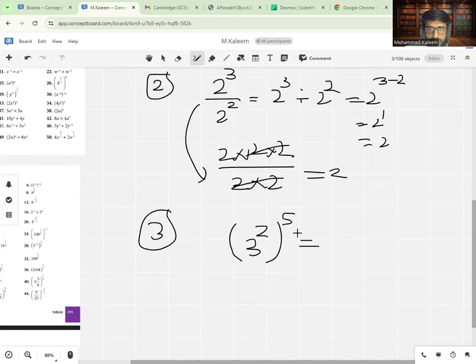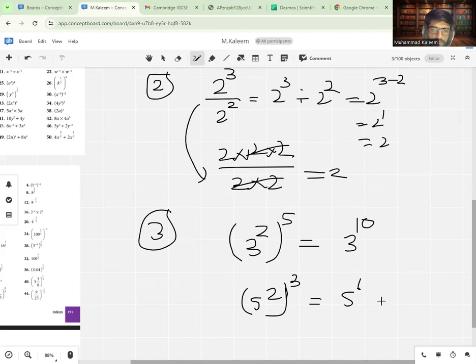The indices that we have here can be written as 3 raised to the power 10. You just have to multiply the indices. If we have 5 raised to the power 2, raised to the power 3, in that case, you just have to multiply these again, because we have a bracket between the indices. So 5 raised to the power 6, that sums it up.